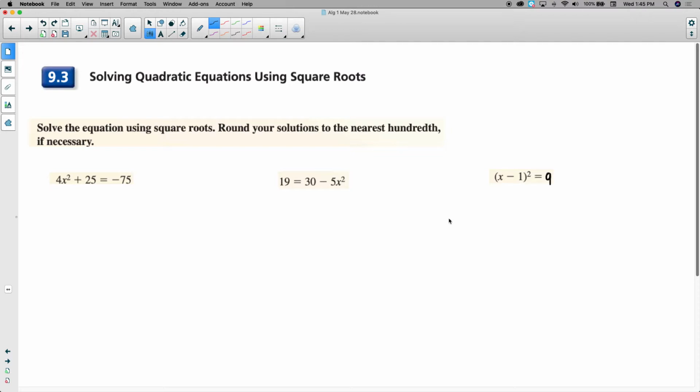All right, over here on the left, we're going to isolate the x squared component. That requires minusing 25 and dividing by 4.